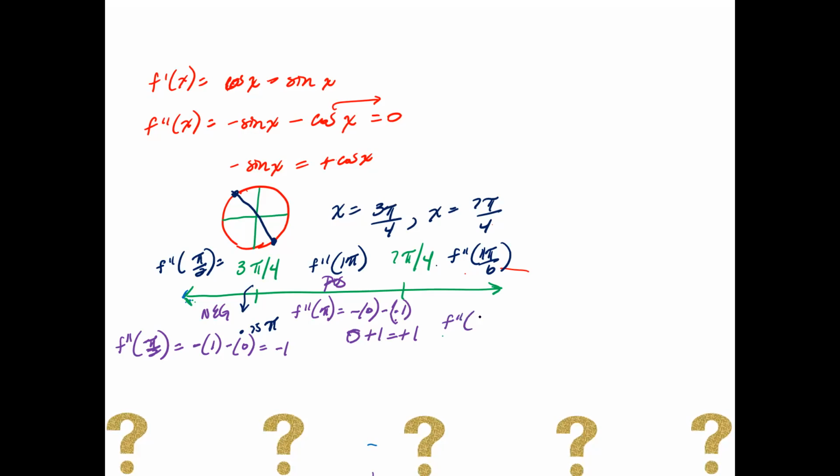And then f double prime of 11 pi over 6. So negative sine 11 pi over 6 is going to give you a negative 1/2. But don't forget the negative that's in front of the sine. Minus cosine 11 pi over 6 is going to give you a square root of 3 over 2. So it's going to be a positive 1/2 minus a square root of 3 over 2, which means a square root of 3 over 2 is still bigger than that 1/2, so your answer is going to be a negative here.